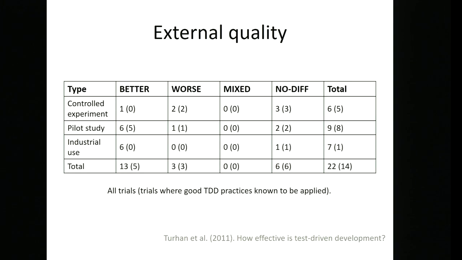defects occurring there? TDD helped or improved things in 13 of the studies, whereas it was worse, which is not ideal, but it's only in 3 of the studies. And then we found that there was no difference in 6 of them. So external quality, I would say, on balance, TDD seems to be making a difference here.